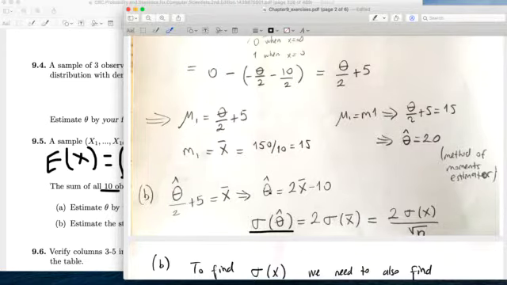So we can write theta hat in terms of x bar. It's simply 2 times x bar minus 10. So it's exactly like that. This was 15. 2 times 15, 30, minus 10 was 20. This is how we found out theta hat.